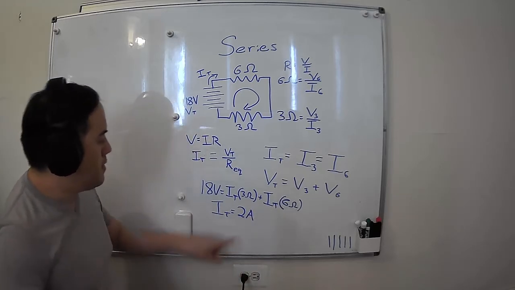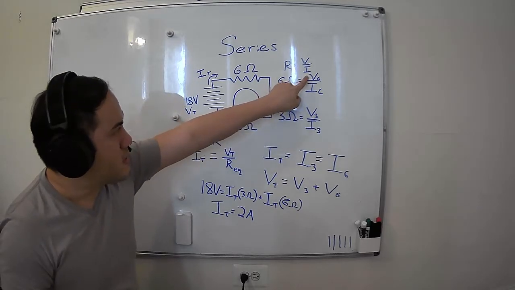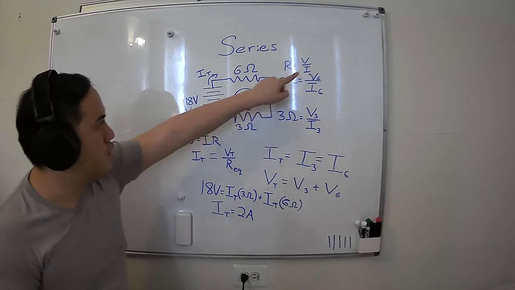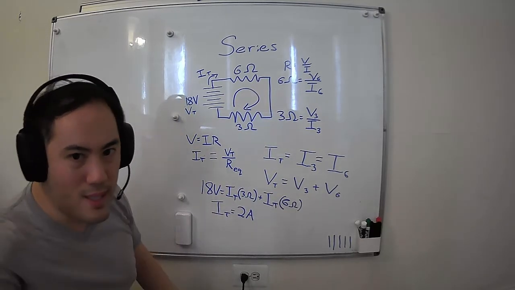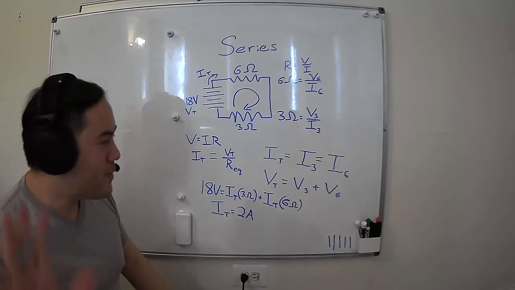Does that work? If I total is 2 amps, V6 would be 12 volts, and V3 would be 6 volts. 12 plus 6 is 18. It all works out. Amazing. Physics worked. Great job. So if all you want is a shortcut, here's the shortcut.